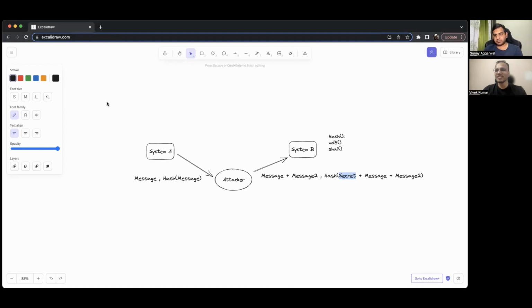For the length extension attack to take place, the length of the secret and the original message should be known. Even if the length of the secret is not known, you can brute force the length of the secret.